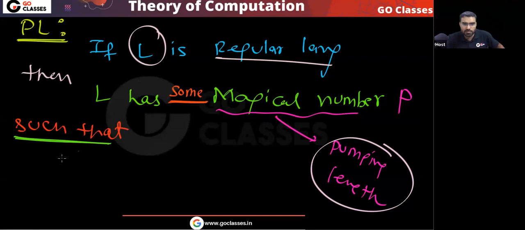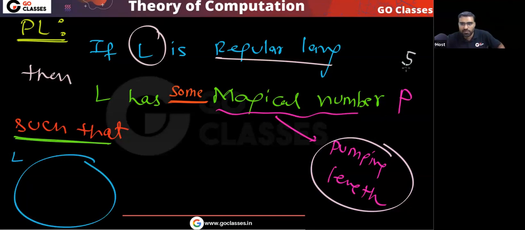Such that what will happen? In this L, tell me one thing. If I give you some magical number, for example 5, or number 10, then in this L what can I do? I can create two parts in this language L: those strings whose length is greater than or equal to that number.